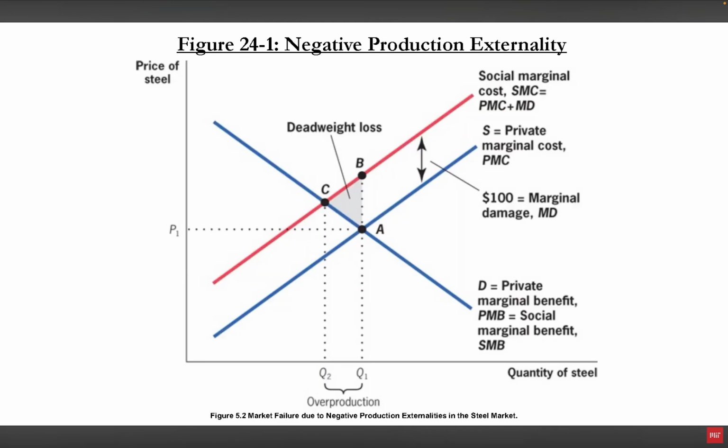Likewise, the supply curve is the private marginal cost of producing another unit of steel. We just called it marginal cost. We didn't call it private, but that's what it is. And we also represent that as the social marginal cost of producing steel. It's what it costs society to produce steel. It's what it costs the producer.